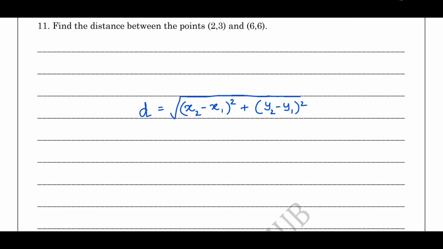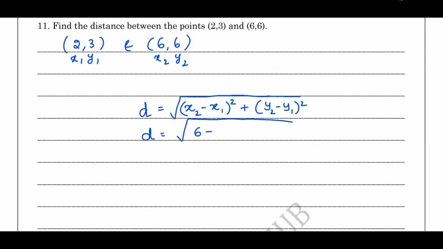What are the points here? They are 2, 3 and 6, 6. Take this as x1, y1. The next point is x2, y2. x1 is 2, y1 is 3, x2 is 6, y2 is 6. Now substitute this. D equals square root of x2, that is 6, minus x1, which is 2, whole square, plus y2, which is 6, minus y1, which is 3, whole square.